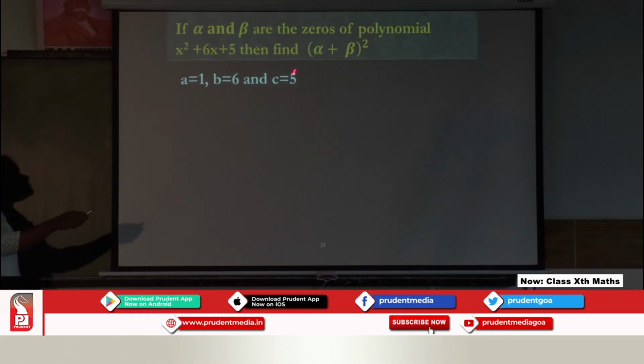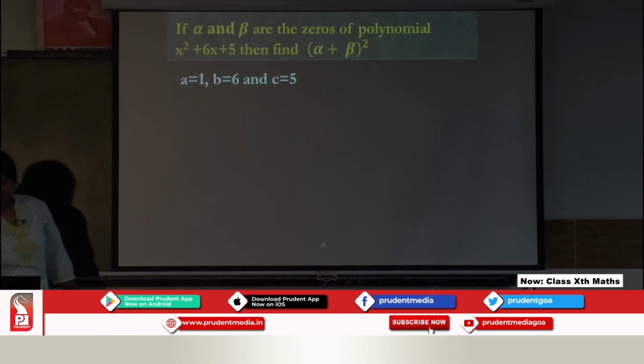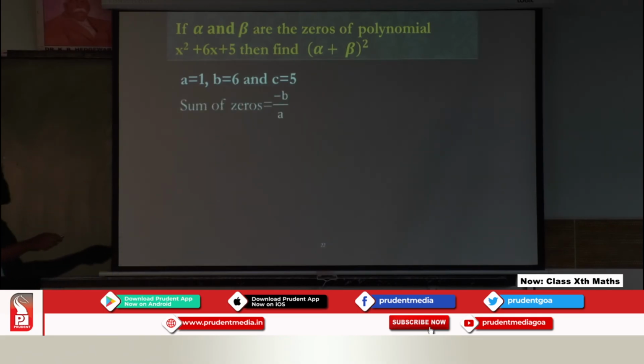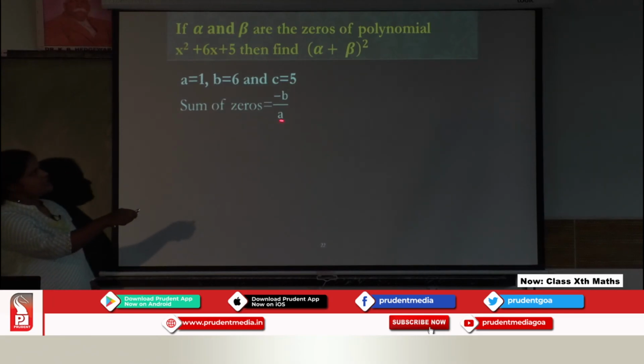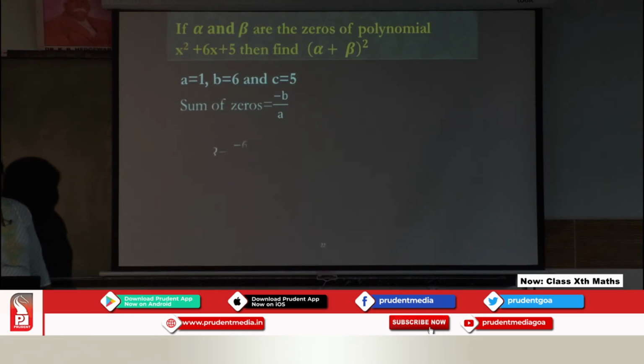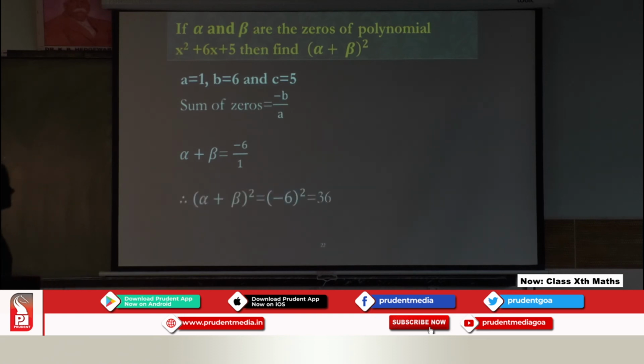So, since alpha plus beta is asked, we are supposed to write the sum of zeros formula, and sum of zeros is what? Minus b upon a. So, what do I have? Alpha plus beta is equal to minus, b value is 6. So I have minus 6, a is 1. So minus 6 upon 1 will give me minus 6.